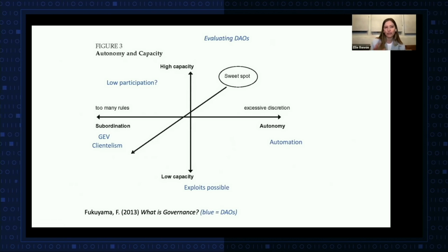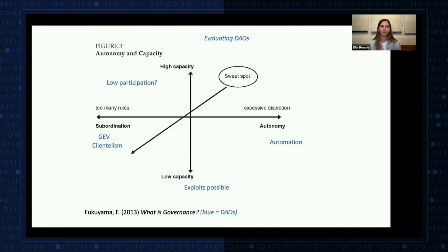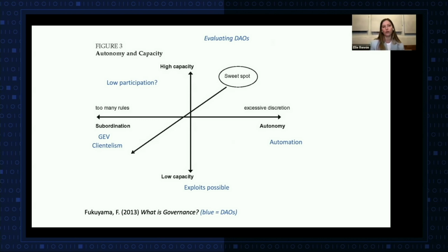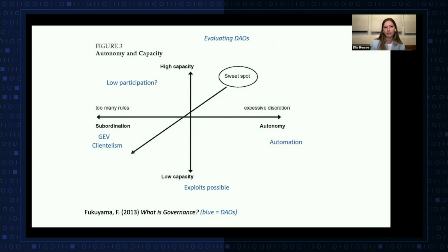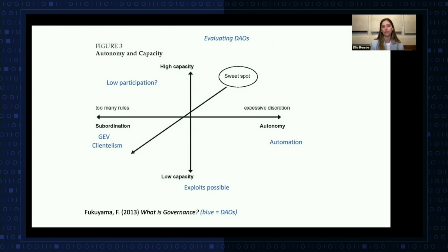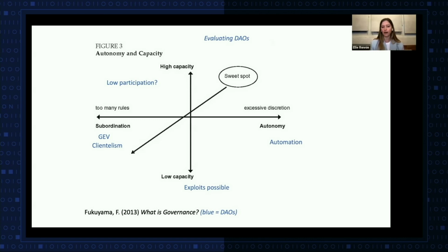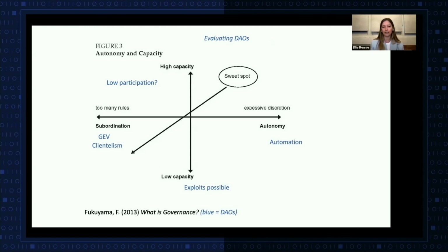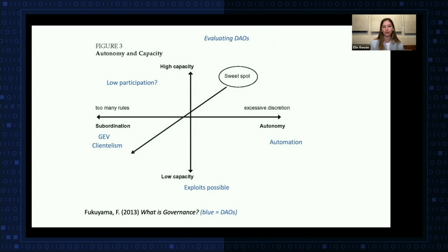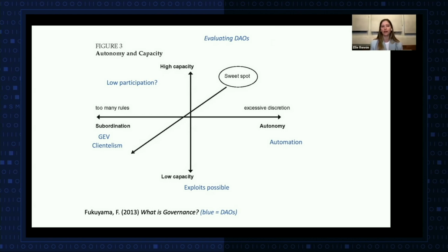Except that I would probably tweak it a little bit, where autonomy would perhaps include automation, and I think capacity would be the sophistication as well of that particular DAO and what it's used for and what it's doing. So if you've got low capacity and high automation, you've got some problems. Maybe the DAO was one of those examples.